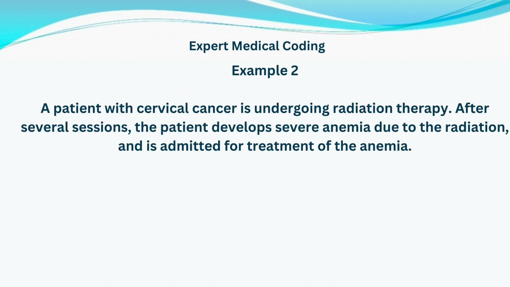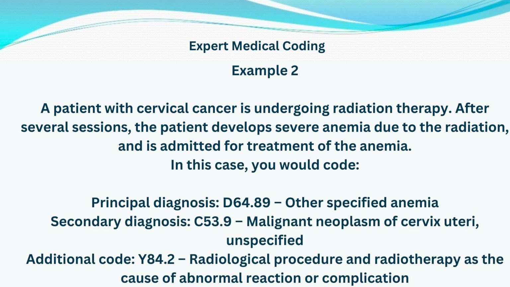Now let's see another example. A patient with cervical cancer is undergoing radiation therapy. After several sessions, the patient develops severe anemia due to the radiation and is admitted for treatment of the anemia. So in this case, you would code principal diagnosis as D64.89, that is other specified anemia, secondary diagnosis as C53.9, malignant neoplasm of cervix uteri, unspecified, and additionally you will code Y84.2, radiological procedure and radiotherapy as the cause of abnormal reaction or complication.